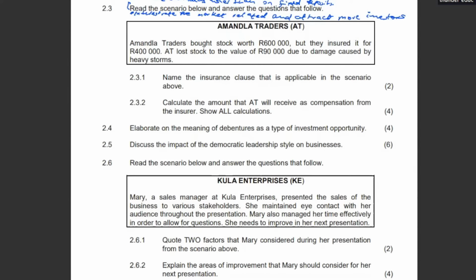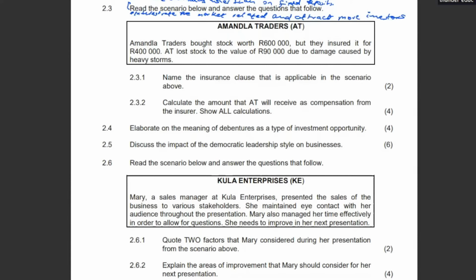So at lost stock to the value of 90,000 due to damage caused by heavy storms. Now, remember when we were talking about the insurable risks, we said that the storm is one of the insurable risks, meaning that you can actually insure your business pertaining to storm. Okay, right. So now let's check out 2.3.1.